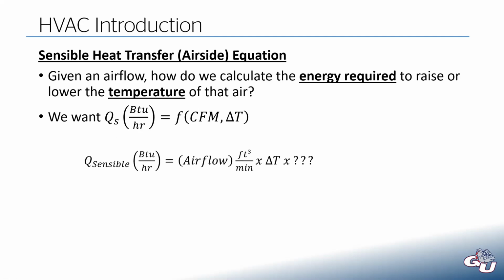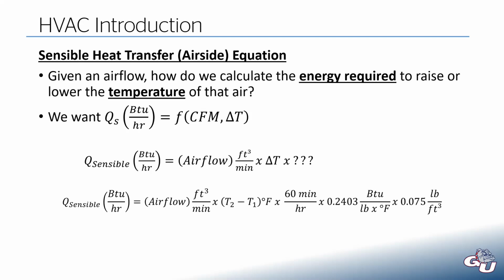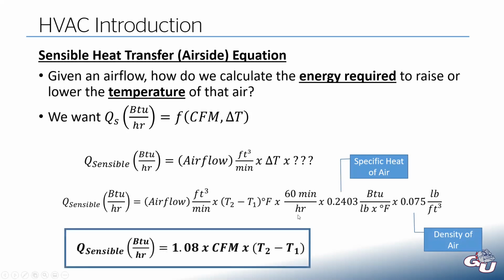I won't walk you through the entire derivation, but just know that it's a function of the specific heat of air, 0.2403 BTU per pound of air per degree Fahrenheit temperature change. It's also based on the density of air. And you can see we have a 60-minute per hour conversion factor. We have our delta T. We have our cubic feet per minute. You work that out, you end up with units of BTU per hour of sensible heat transfer. And that equation is 1.08 times CFM times delta T.